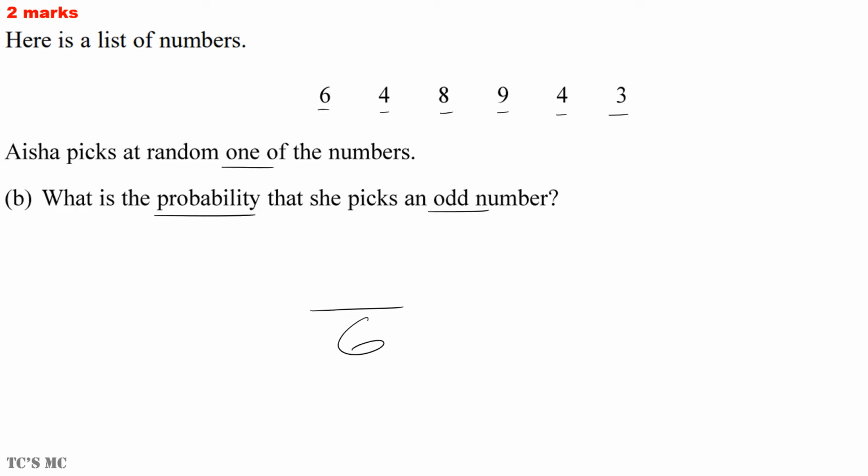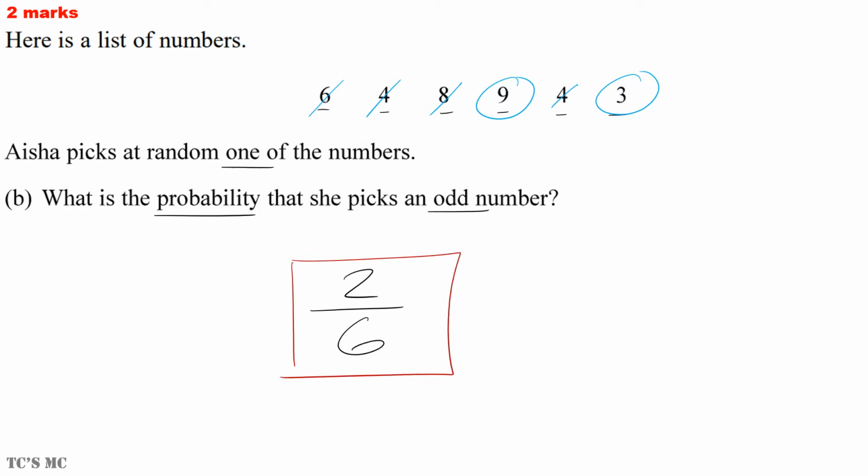Now we need to work out which ones are odd. Not 6, not 4, not 8, yes to 9, not 4, yes to 3. There are 2 numbers that are odd, so for writing 2 over 6, we would get our second mark. You do not need to simplify, you can just leave it as 2 over 6.